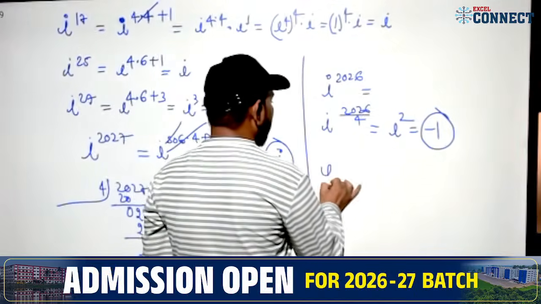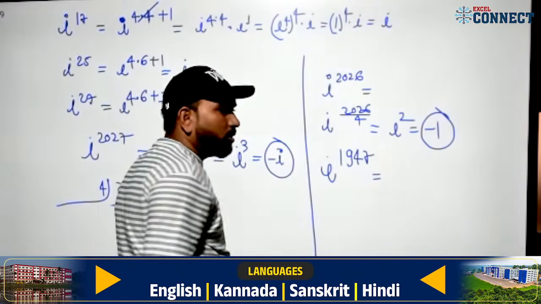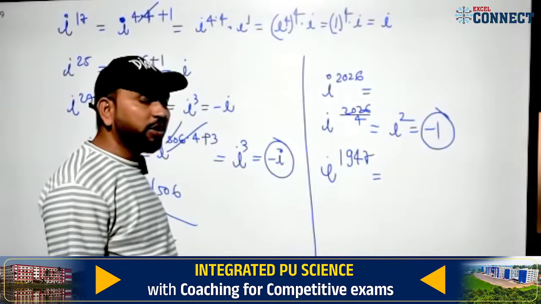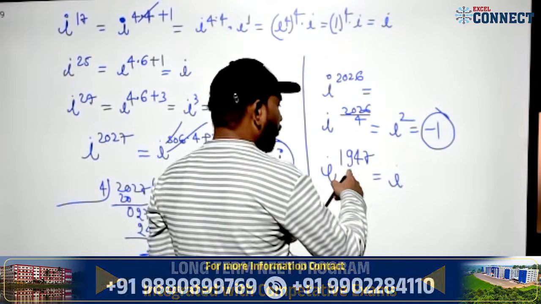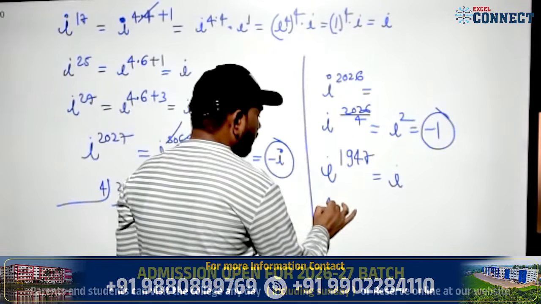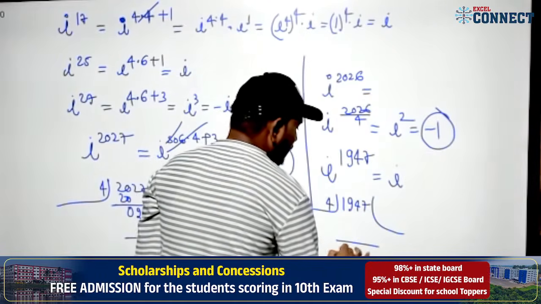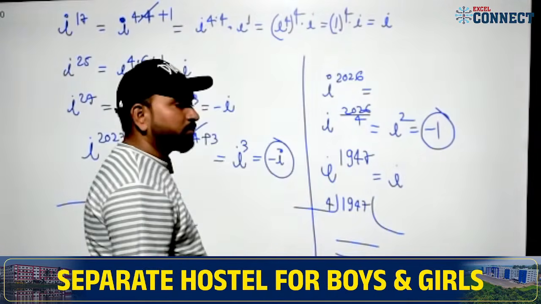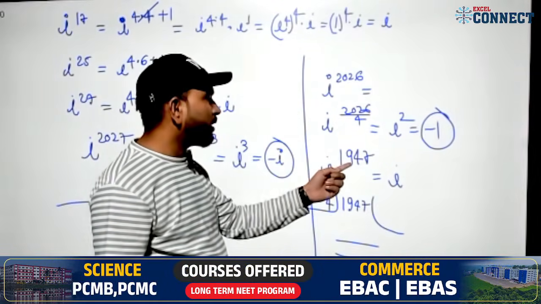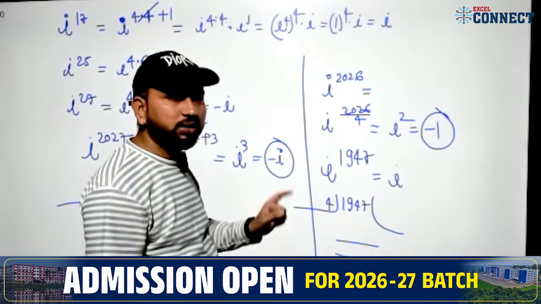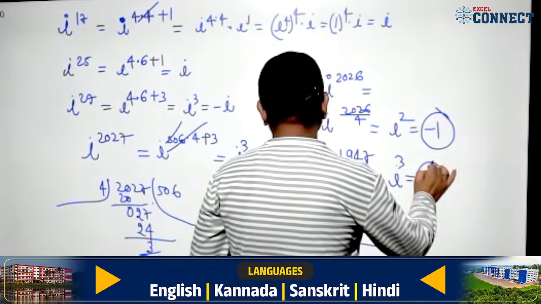If I say i to the power 1947, what is this value? Divide by 4, i to the power, what remainder is coming after dividing by 4? You can divide separately like this, 947. Whatever remainder is coming, you will write here. So here actually, 4 divided, 3 remaining, 34, 2 remaining, so 27, so what is this? 3. So i to the power 3 is what? It is minus iota, like this will come.